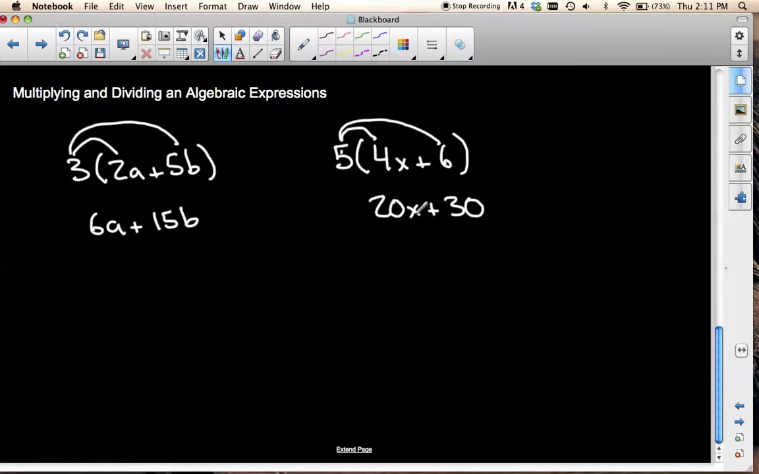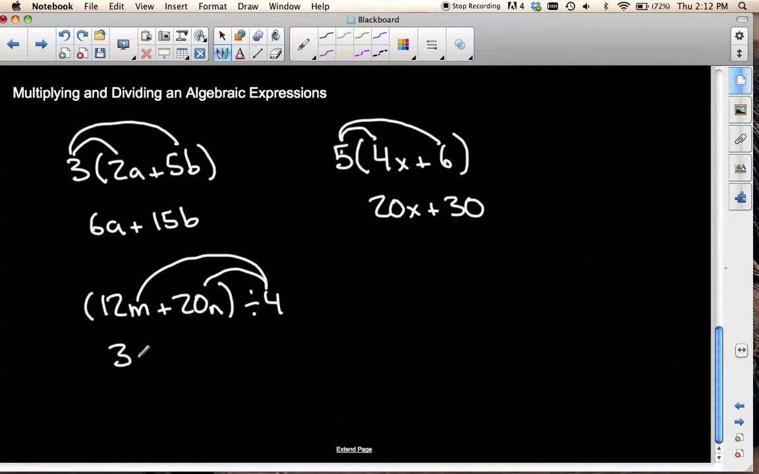Now when we're dividing, division's a little different. If we have 12m plus 20n, and we don't know what these variables are, divided by 4, we still apply the distributive property, except instead of multiplying, we're now dividing. So we're dividing 12m by 4 and 20n by 4. Well, 12 divided by 4 will give me 3m, and 20 divided by 4 will give me 5n. And that's it. That's how we end up dividing.